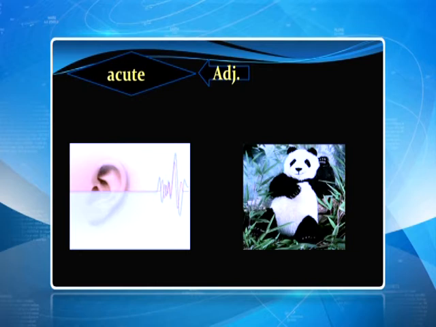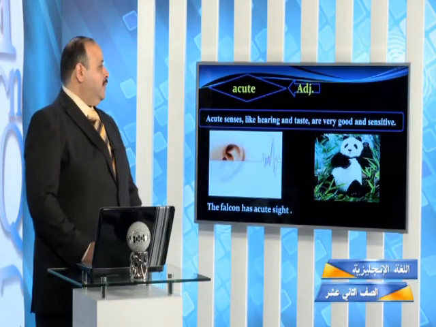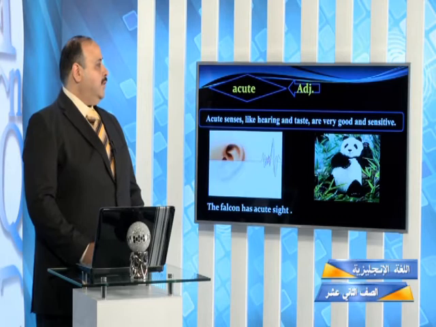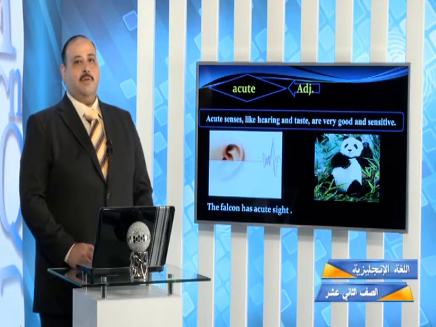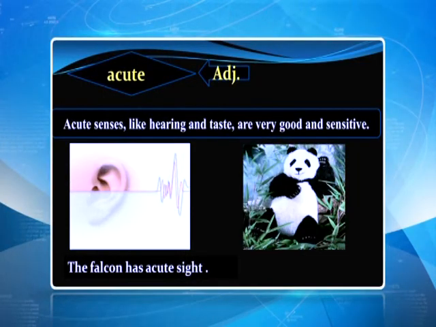They don't have weak hearing, but they have acute hearing. So the meaning of acute is, see, acute senses like hearing and taste are very good and sensitive. Now the example is about the falcon. The falcon has acute eyesight, or it can see very well. That's why we say it is acute. Now let's move to another word.